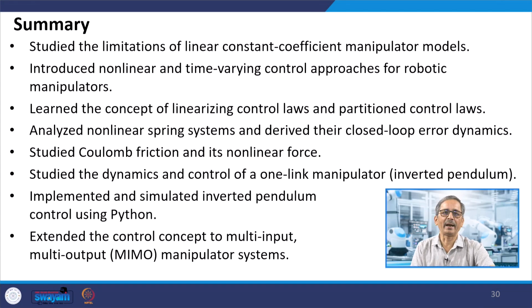To summarize, what have we seen? We have studied the limitation of the linear constant coefficient manipulator model. I introduced the nonlinear and time varying control approaches for the manipulator. We have learned the concept of the linearizing control law and the partition control law. We have seen the case of nonlinear spring and nonlinear damping, as well as the single degree of freedom manipulator case. And we have seen the implementation for the inverted pendulum using Python, and then we extended this concept to multi input multi output systems.